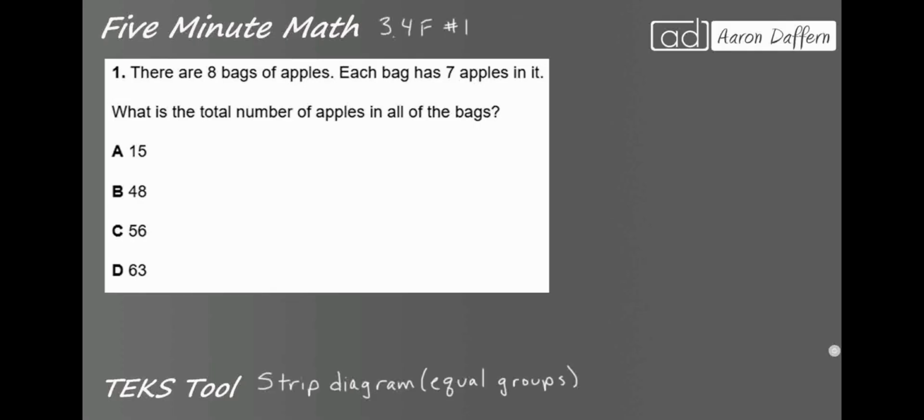All right, so we've got a word problem here, and we've got an equal groups word problem specifically. And I know that because as I was reading through this, I noticed an equal groups statement. Now, when you get an equal group statement, that lets you know there's going to be a certain type of strip diagram you can use to solve this problem. And it was right here.